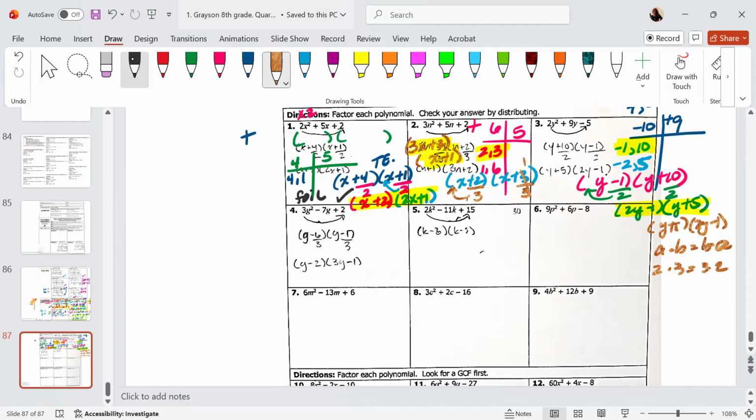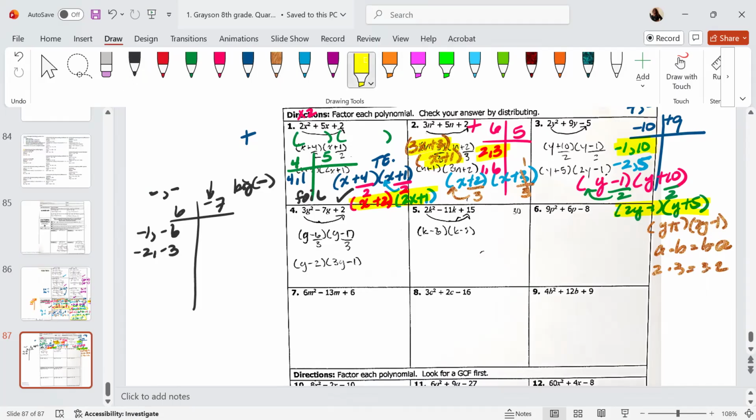Okay. All right, number 4, 3 times 2 is going to give me a 6. And then take a look, your middle number is a negative 7. Because that number is negative, you know the bigger number has to be negative. This is a positive, correct? So if it's positive, it has to be a negative times a negative. So it has to be negative 1, negative 6, negative 2, negative 3. The only one that adds up to negative 7 is negative 1 and negative 6.